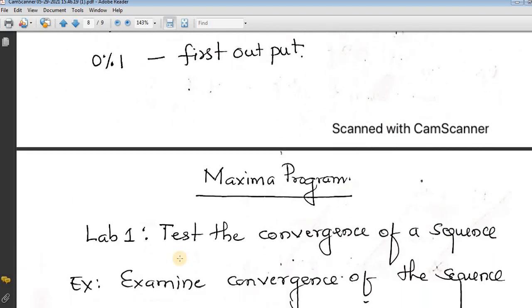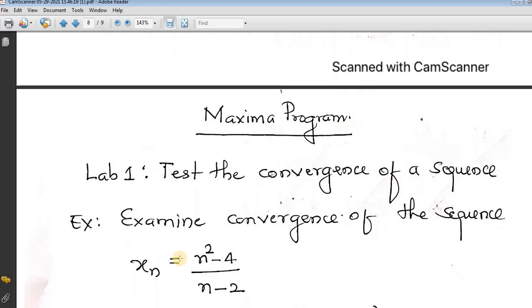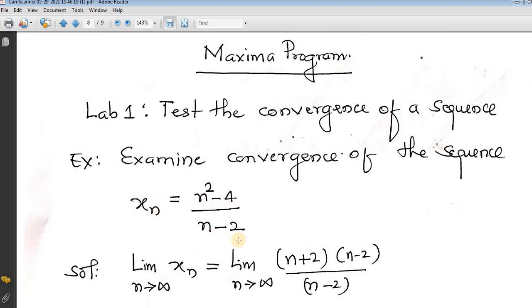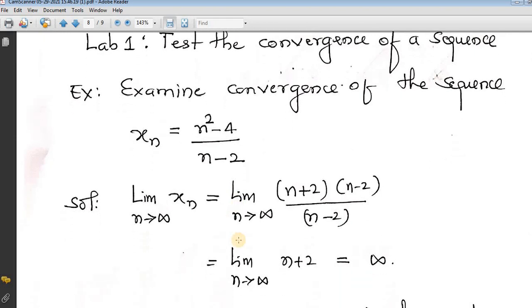Let me give which type of program we are going to do here. Maxima program. First, test the convergence of a sequence. In that example, examine the convergence of the sequence xn equals n square minus 4 by n minus 2. Here just we have to find the solution manually. Suppose we know the manual solution, then we can cross check with the programming.